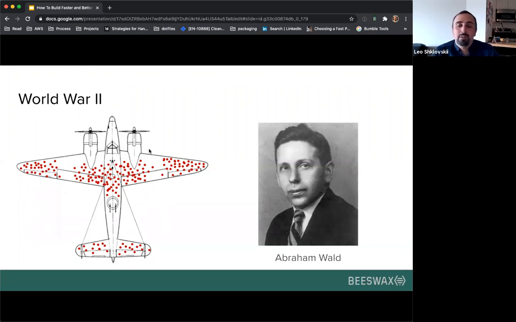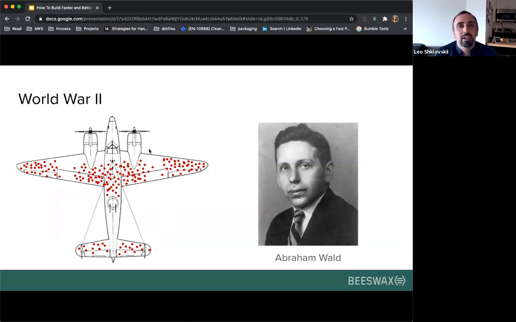You have limited armor. You can only put it in a few spots. You can't armor the entire airplane. But if you put the armor in the spots where there are the most bullet holes, you are going to kill people. This is the worst idea you could think of. And the reason for this is really simple. When we look at it in hindsight, that reason is something called survivorship bias.